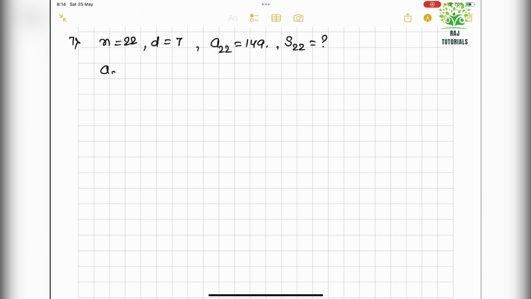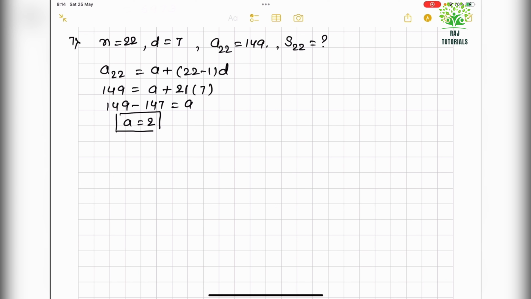So A22 will be A plus 22 minus 1 D. A22 is 149 equal to A, I don't know, and 22 minus 1 will be 21 into D, D is 7. So 149 minus 147 will be A. So A equal to 2. So I got A equal to 2.